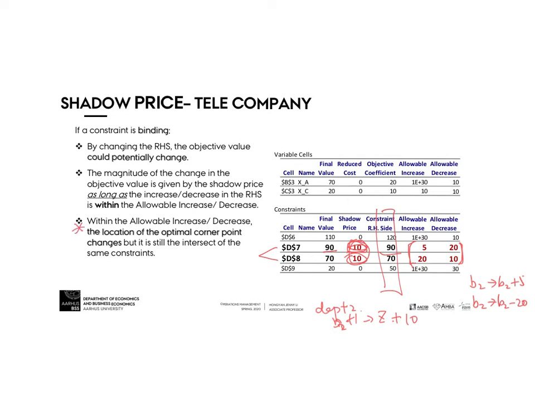So the third bullet explains that within this given allowable increase or decrease range, the optimal solution will stay at the intersection point of the two constraints. That means your optimal solution is still determined by the two constraints here, constraint 2 and constraint 3.